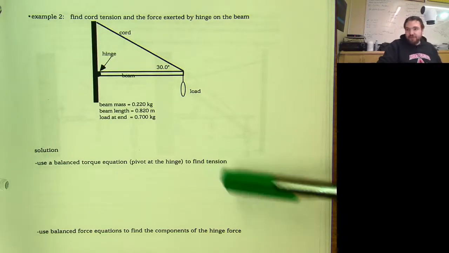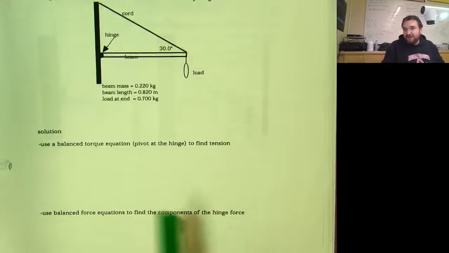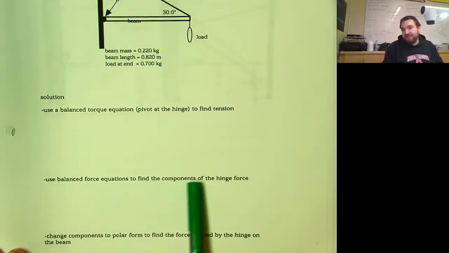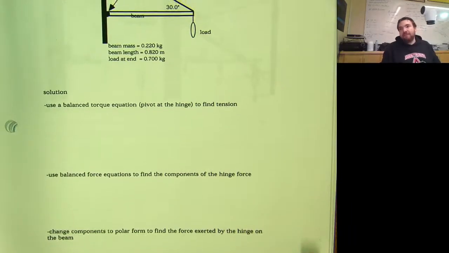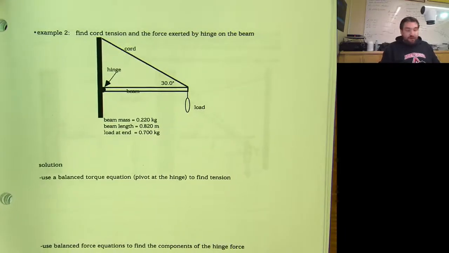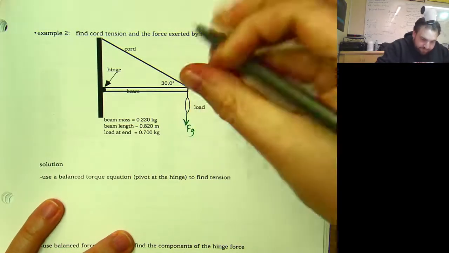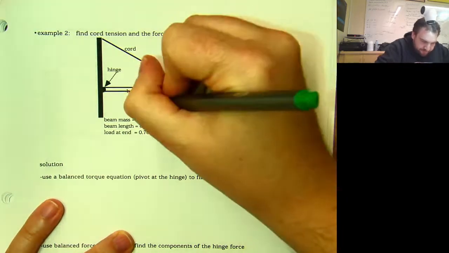This example is already broken up for us in some steps. The solution says to use a balanced torque equation to find tension, to use the balanced force equation to find the components of the hinge, and then you want to change the components to polar form to find the force exerted by the hinge on the beam. So first thing we're going to do, always, is our free body diagram. This guy has an FG down from the load, and this guy's going to have an FG downwards from the beam.